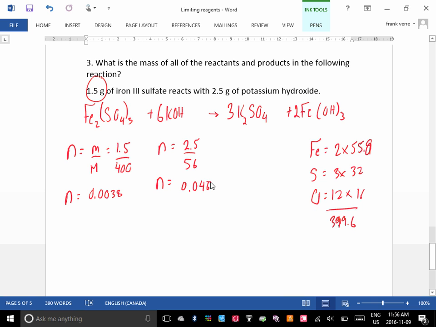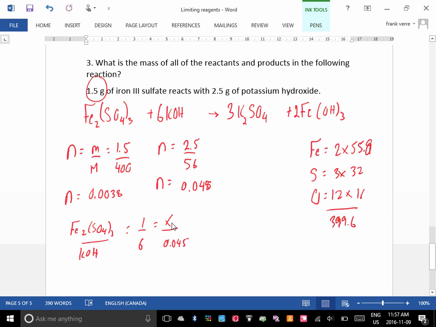So we'll just say 0.045. That's fine. Okay, now which one is the limiting reactant? Again, the same thing. Let's look at the molar ratio of iron 3 sulfate relative to potassium hydroxide. The ratio is 1 to 6. So how many moles of iron 3 sulfate would you need if you have 0.045 moles of potassium hydroxide?